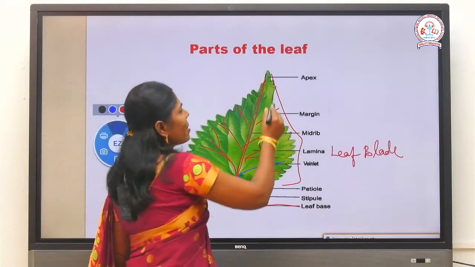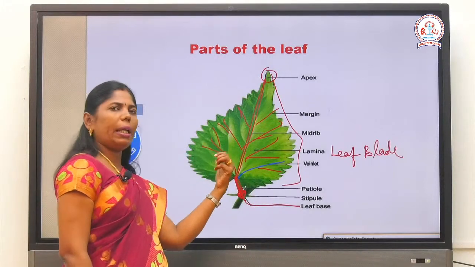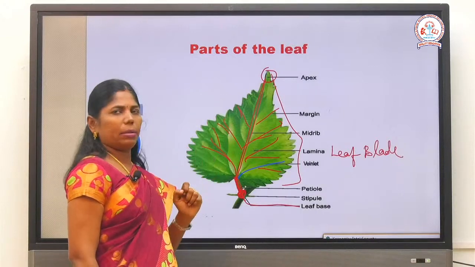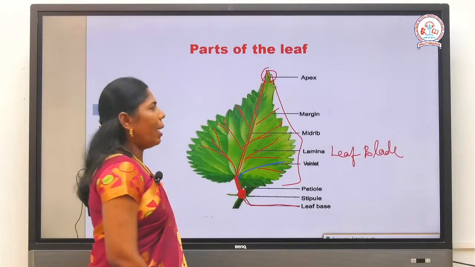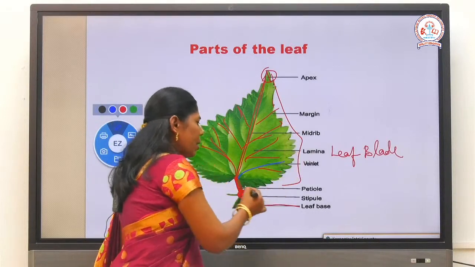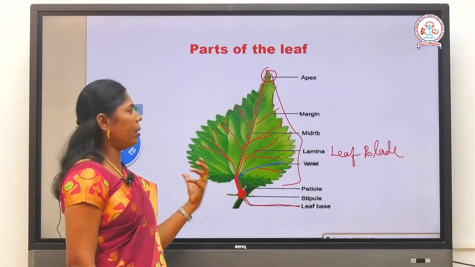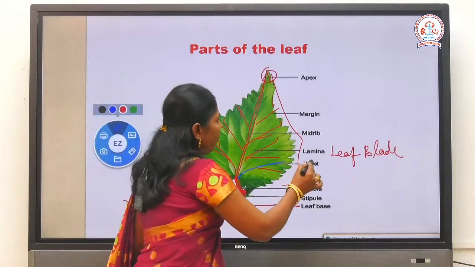The other region is the apex, which we actually studied in the pitcher plant, where the apex is modified into a lid. The end portion of the lamina is your apex, and this is the margin. Each and every leaf varies in the structure of its margin. And these are the veinlets.